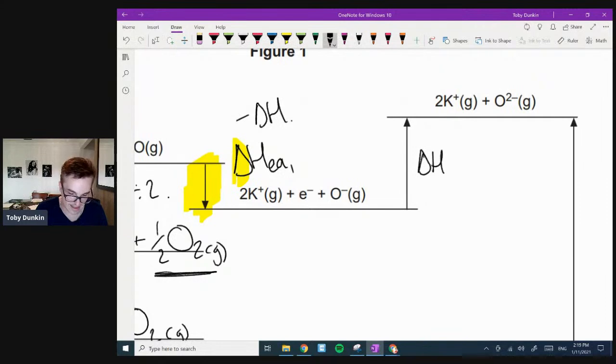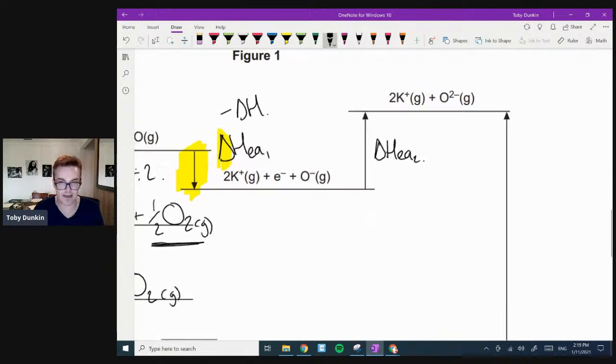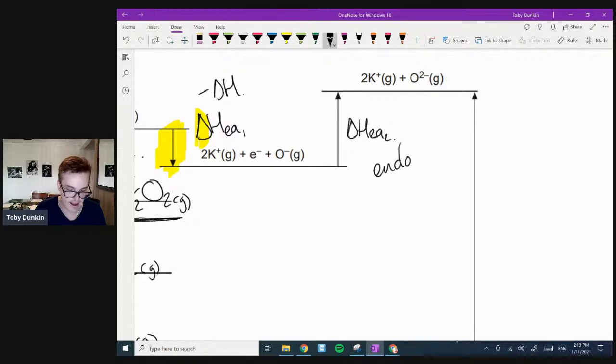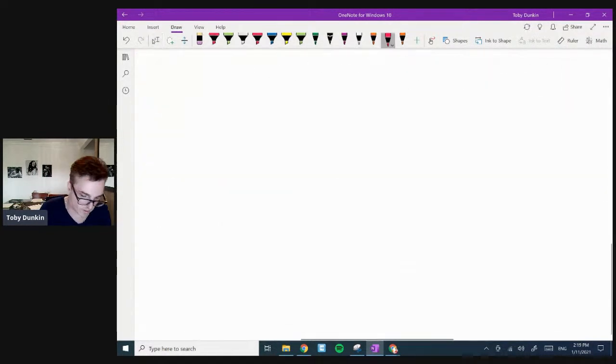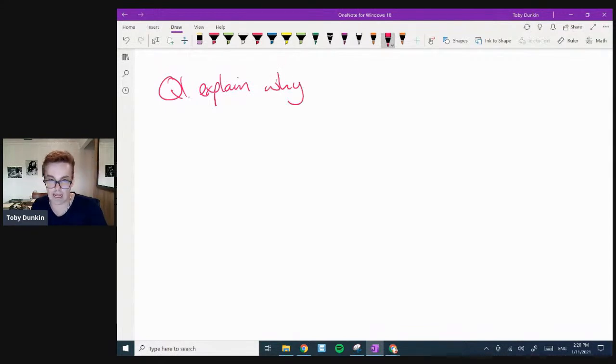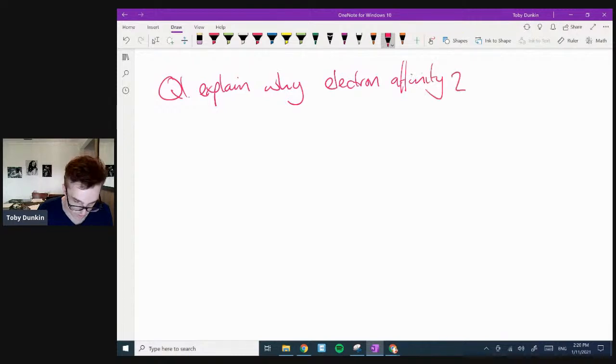So now we're following by electron affinity number 2. Now this one is going up. It's endothermic, and they commonly ask this at A level. It's a super common question. So the question here: explain why electron affinity 2 is endothermic. Why is it costing me energy?